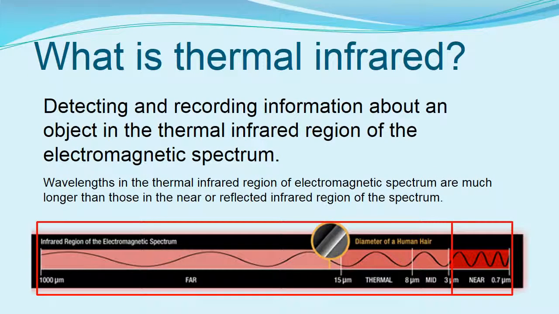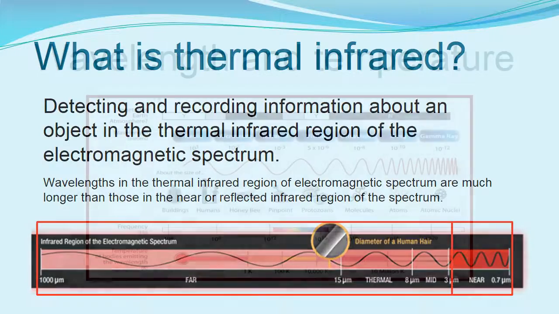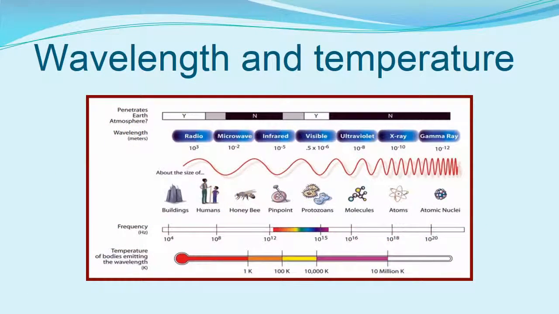Thermal remote sensing can thus be simply defined as detecting and recording information about an object in the thermal infrared region of the electromagnetic spectrum. Note that the thermal wavelengths are much longer than those in the near or reflected region of the spectrum. All wavelengths can be said to have temperature. That was demonstrated as far back as the early 19th century.